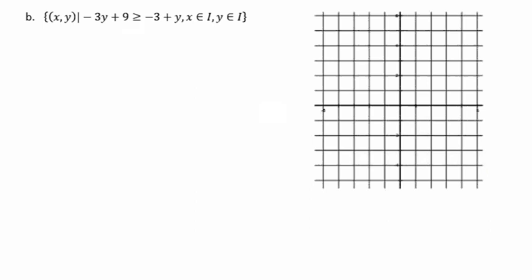Part B says our solution set again at any point xy, where our inequality is negative 3y plus 9 is greater than or equal to negative 3 plus y, where now x and y are elements of integers. So integers are not fractions. They're not decimals. They're only the whole numbers that are positive and negative. So we're talking about just 1, 2, 3, 4, 5, or just negative 1, negative 2, negative 3, negative 4, not negative 2.7 or something like that.